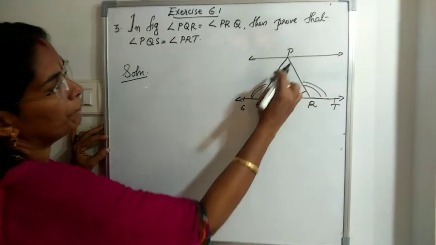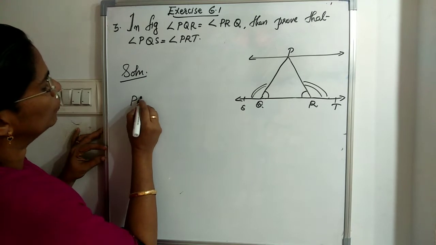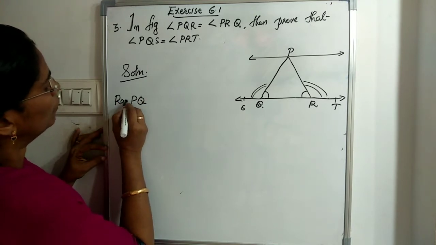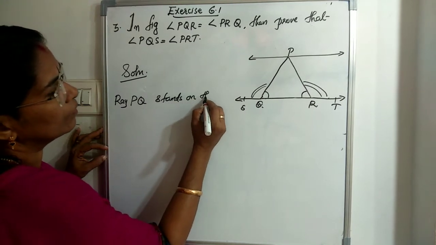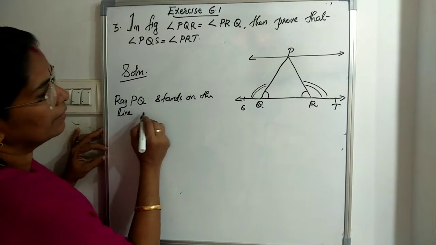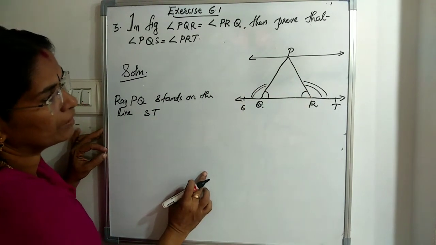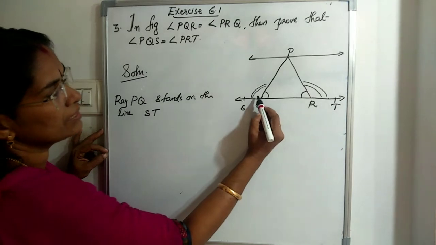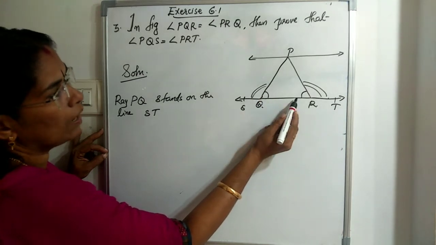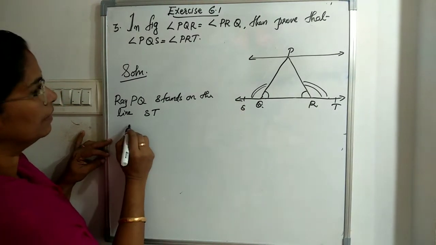Here, PQ is one ray, or QP. Ray PQ stands on the line ST. Look here on the figure. PQ is one ray, and it stands on the line ST. Then we can say that angle PQR plus angle PQS is equal to 180 degrees.